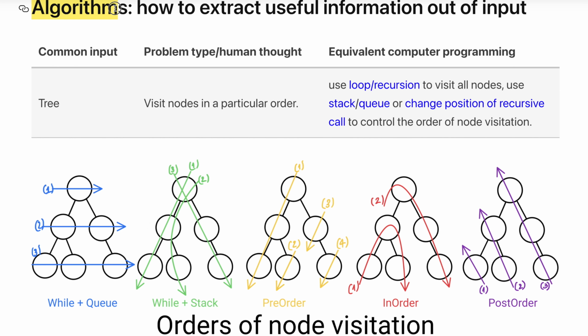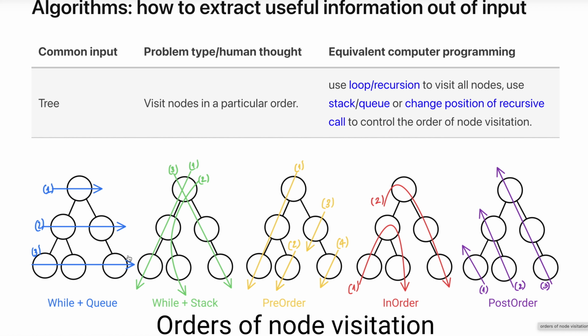Next, let's summarize how we extract useful information out of our input. These are the algorithms that we have learned so far. So we have our tree, and a tree has the relationship between nodes, our common input for now. A tree data structure, our typical problems, and how we solve them is we need to visit the nodes in a particular order, and the equivalent in computer programming is we're going to use loop or recursion to visit all the nodes. Then we use stack or queue or change the position of the recursive call to control the order of node visitation.